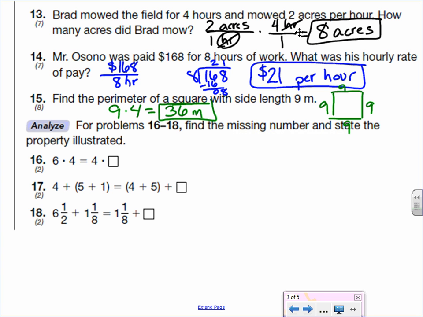For problems 16 through 18, find the missing number and state the property illustrated. So in the first one, 6 times 4 is the same thing as 4 times 6, and that is the commutative property. And since we're multiplying, of multiplication.